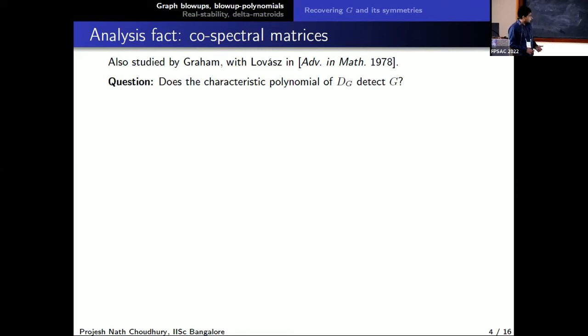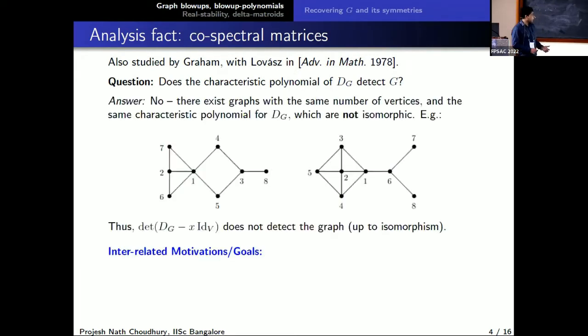The answer turns out to be no. There exist non-isomorphic graphs, for example these two graphs on the same number of vertices. The distance matrices are of the same size, and the characteristic polynomial agrees for these two graphs. But these two graphs are clearly non-isomorphic. Here is a vertex of degree 4, but there is no vertex of degree 4 in the first graph. So in particular, we can conclude that the characteristic polynomial does not detect the graph.